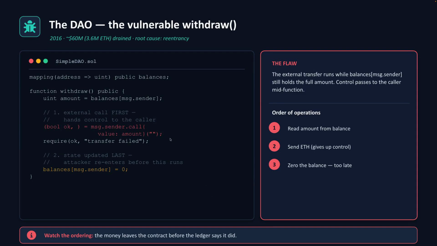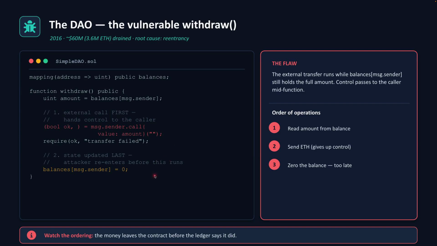Here, if you notice in the withdraw function, first the external call is made, and after the external call, the state variable is updated. First, the external call is made, that is ETH is being transferred to the caller, that is message.sender, and then after the transfer, the state variable is updated. Watch the ordering. The money leaves the contract before the ledger says it did. The money left the contract, and after the money has left the contract, the ledger was updated.